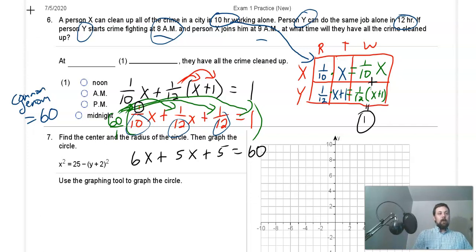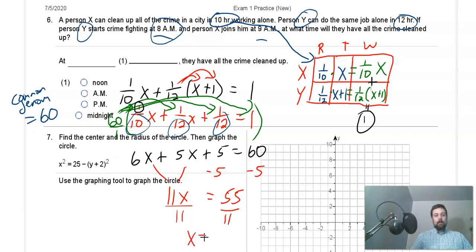We will combine these together. So I get 11X. And while I'm at it, I will go ahead and subtract the 5 over, and we are going to get 55. And then we divide by 11 on both sides. Sorry, it kind of glitched on me there. Divide by 11 on both sides, and we get X is equal to 5.